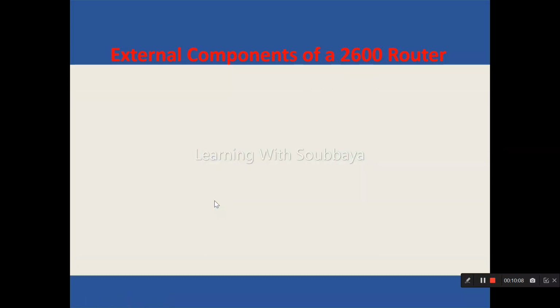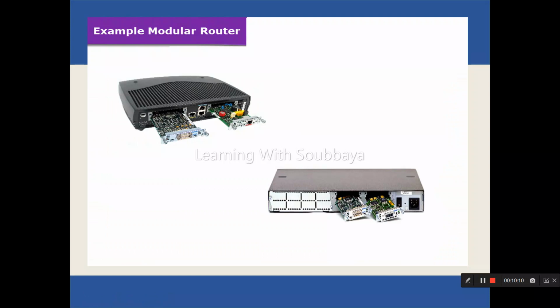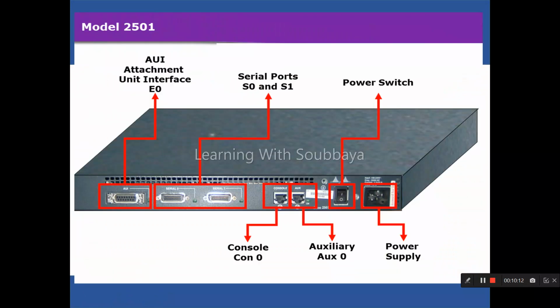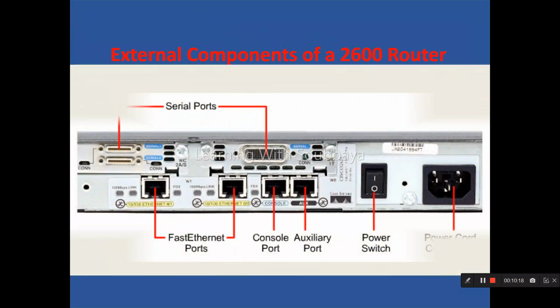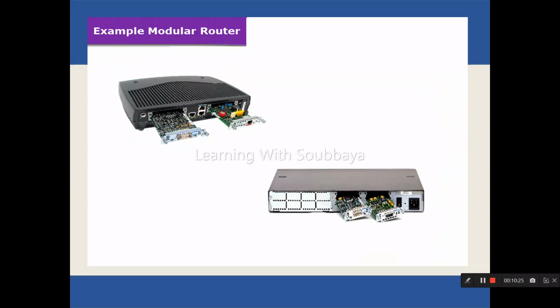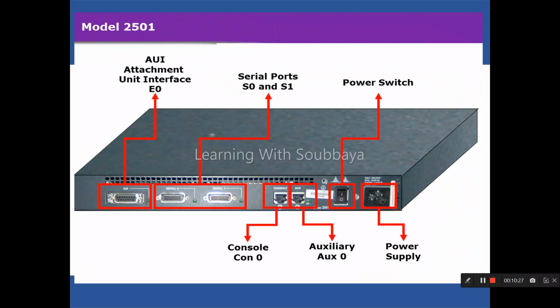The difference you can see here: in the 2600 model, we have fast Ethernet available. But when it comes to the 25 series, we have AUI, the attachment unit interface. But in the 2600, we have a fast Ethernet interface available. That means this is a LAN port. Fast Ethernet is nothing but a LAN interface. Here AUI is a LAN interface.